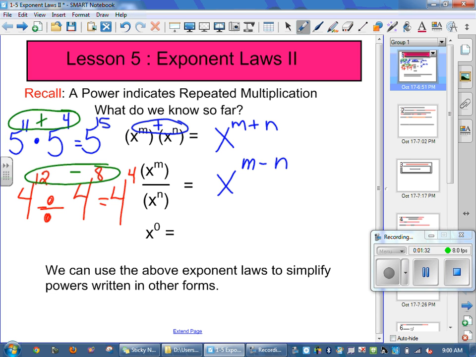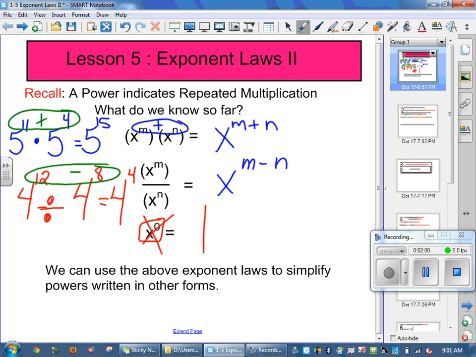X exponent 0. What do we know about the 0 exponent law? It's always 1. So do I write x to the 1? No, I just wrote a 1 there. How come? Because this all gets replaced. X to the 0. Anything exponent 0 disappears, and it gets replaced now by a 1. Okay, its answer is a 1.